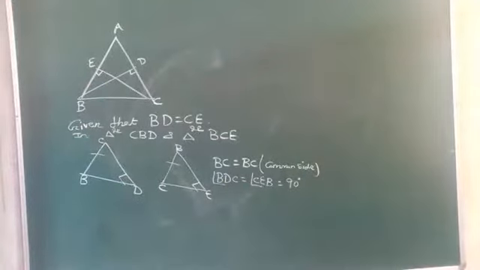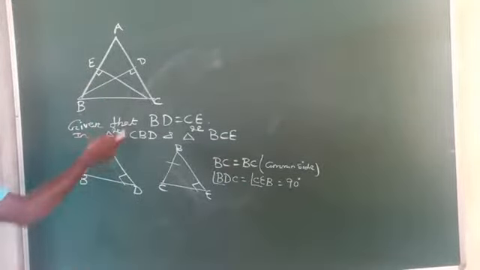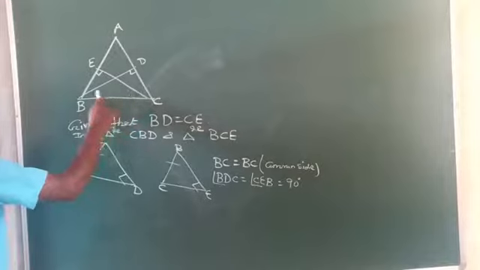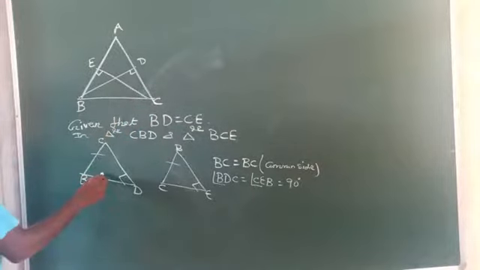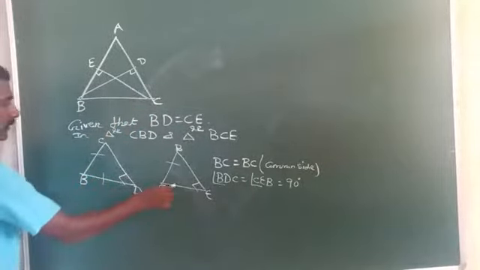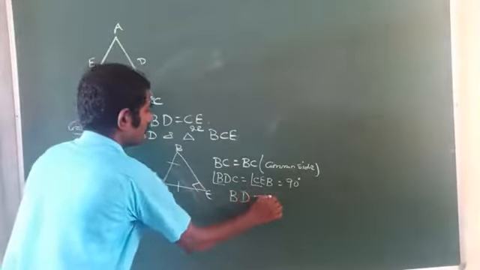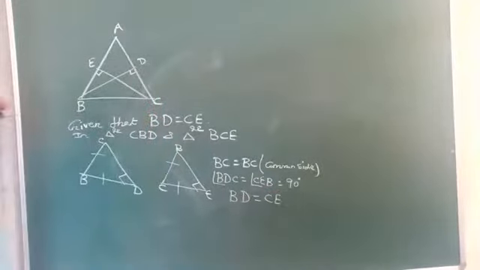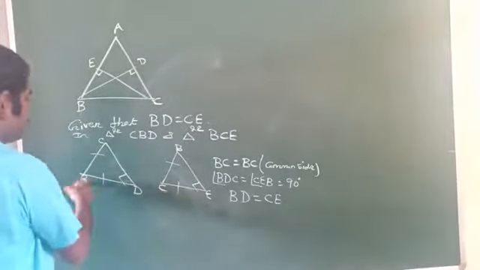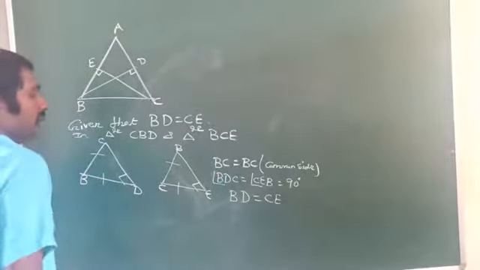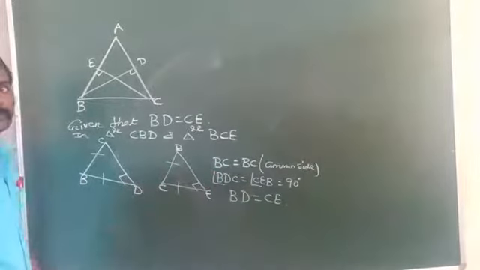And then you have to say one more thing. What is it? BD equal to CE. Now we found three equal parts. What are they? BC equal to CB, common side, then angle BDC equal to angle CEB, 90 degrees each, and then BD equal to CE.